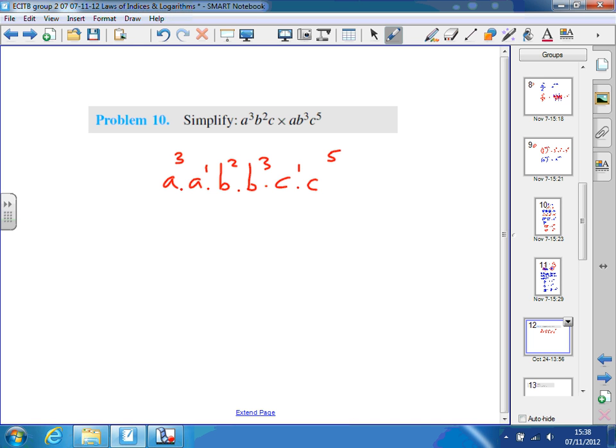Then I can use the laws of indices to combine them together. A to the 3 plus 1 is a to the 4. B squared times b cubed is the same as b to the 2 plus 3, which is 5. C to the 6. So all this simplifies down to a to the 4, b to the 5, c to the 6, using the first law of indices effectively. So we can use these laws to simplify expressions.